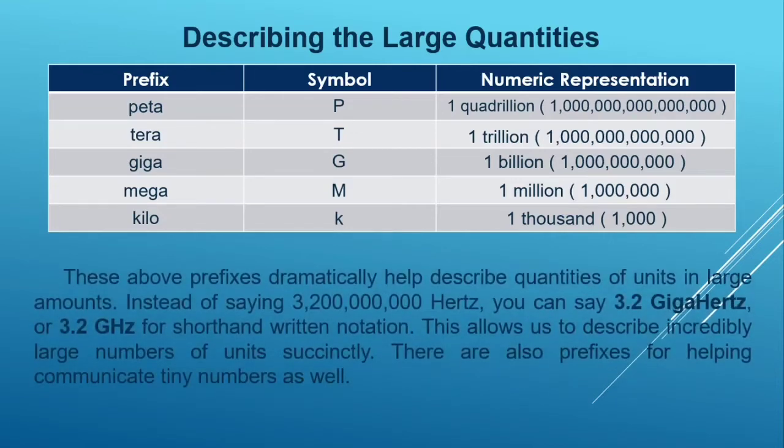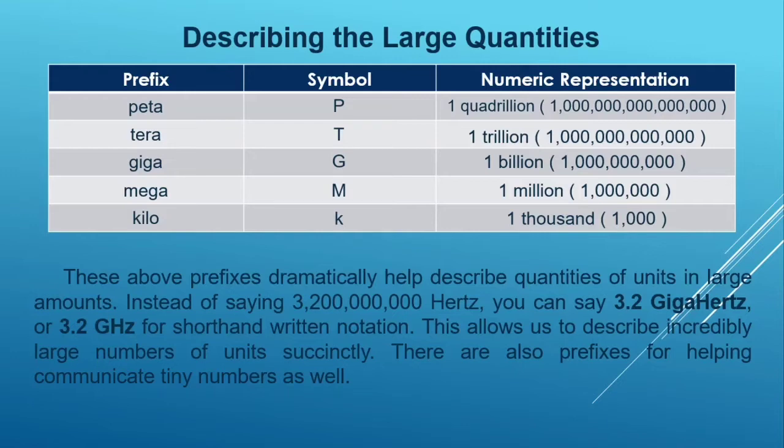These prefixes dramatically help describe quantities of units in large amounts. Instead of saying 3,200,000,000 hertz, you can say 3.2 gigahertz, or 3.2 GHz for shorthand written notation. These allow us to describe incredibly large numbers of units succinctly.